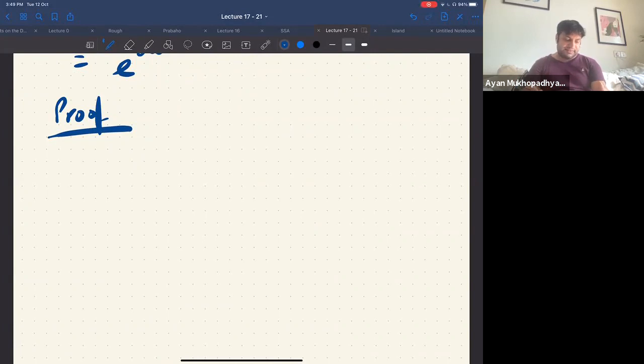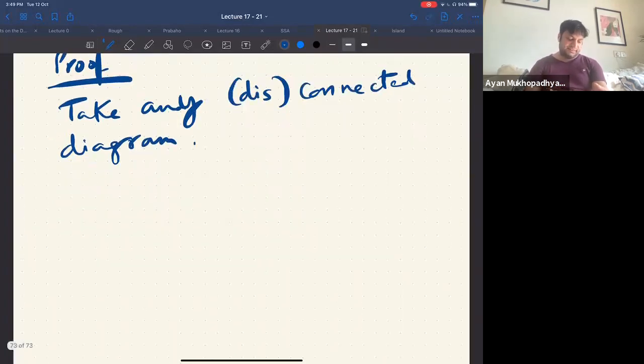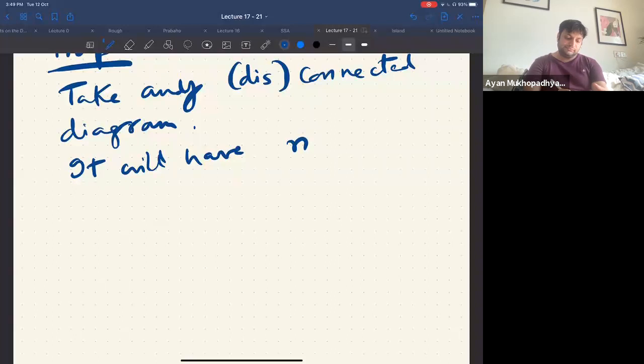So the point is to see it. If we take Z of J, what are the kinds of diagrams that can occur? Take any disconnected diagram. Now let us take a simple case first. Any disconnected diagram will have certain connected components. Let us call this diagram D. It will have N_C(D) connected components.